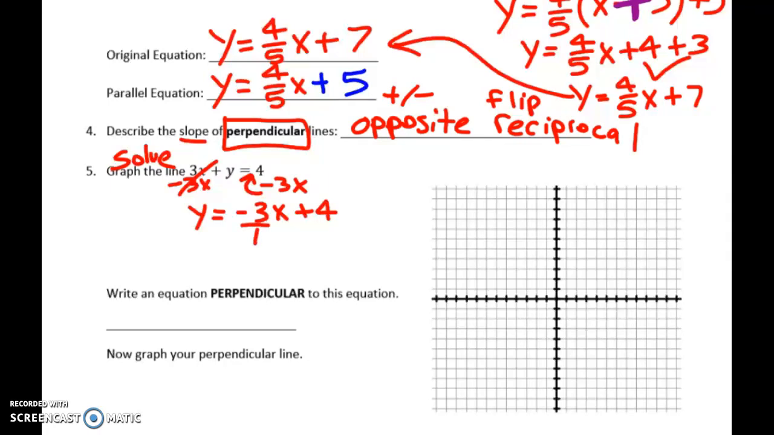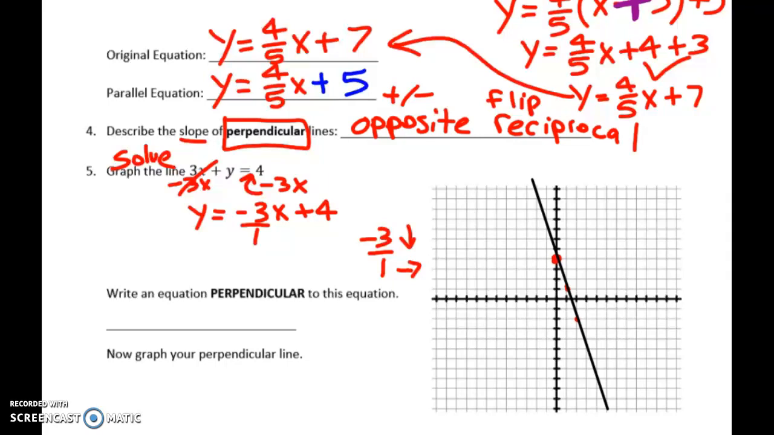So let's graph that real quick. My y-intercept, my b that I graph first, is positive 4. 1, 2, 3, 4. And then my slope is negative 3 over 1, right? So my rise is negative 3, down 3, run 1 to the right. So down 1, 2, 3, 1 to the right. And you can keep it going. 1, 2, 3, 1 to the right. You get the idea. Okay. So I got my line right there.